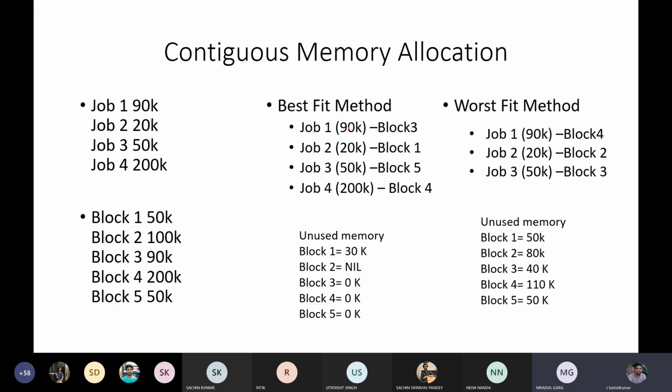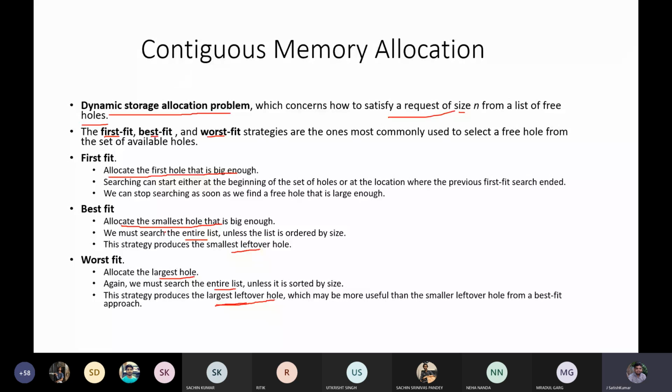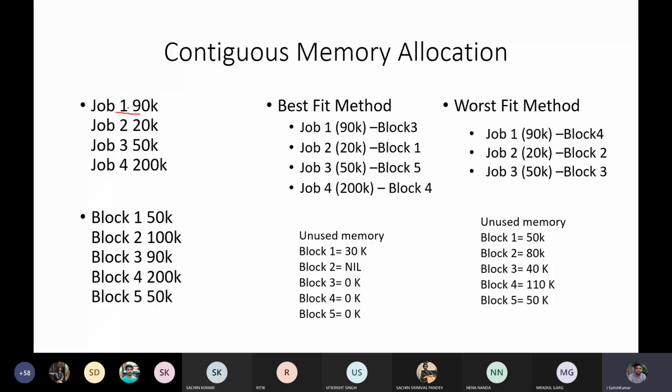Yes, sir. Now let us understand the best fit method. In order to allocate job 1, it will search the entire list of blocks. You cannot allocate 90K in 50K because it is not sufficient. It will keep searching; block 2 leaves unused space of 10K. It will keep searching the rest of the list. 90K is sufficient, and the unused space is less. The best fit says the smallest hole that is big enough. So the smallest hole here is 90K. So the best fit for job 1 is block 3.